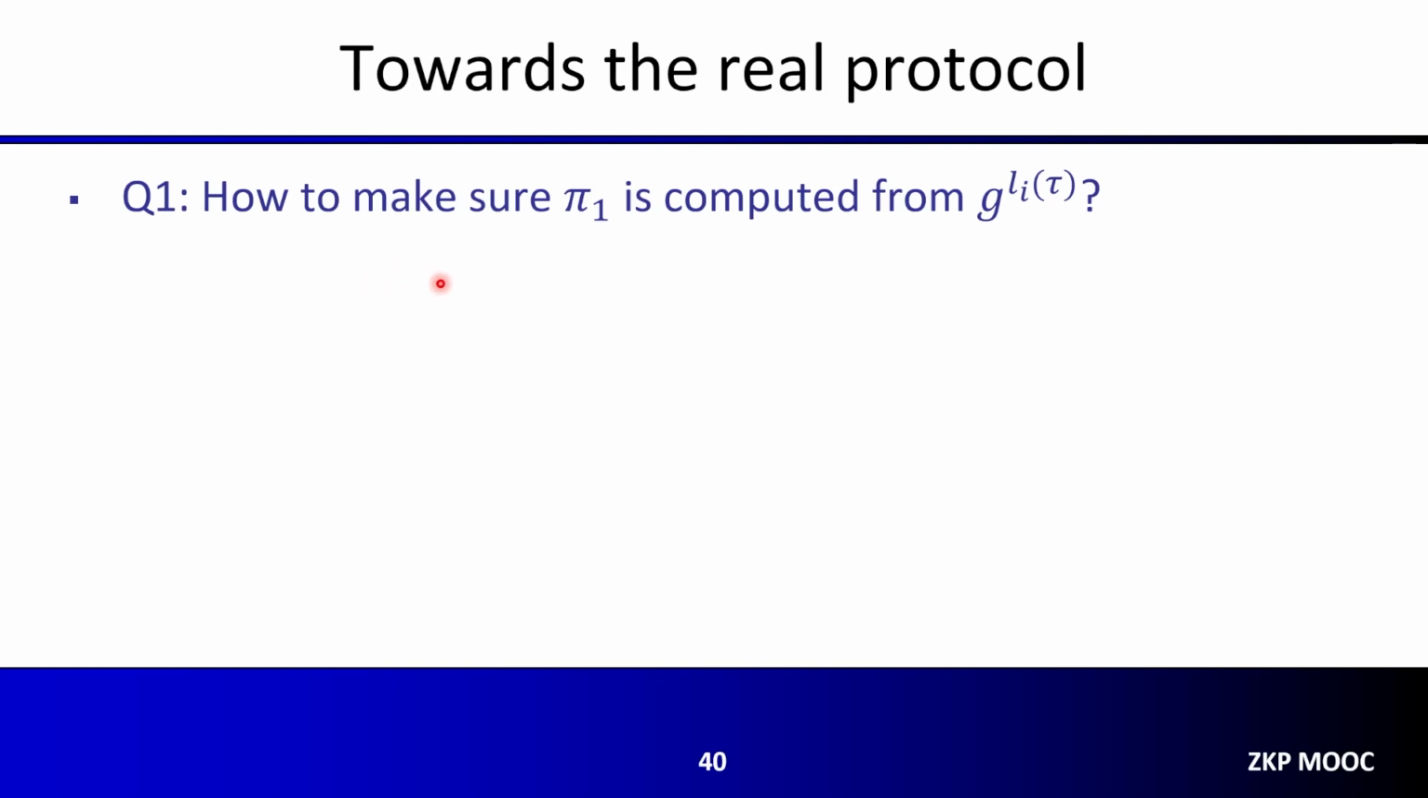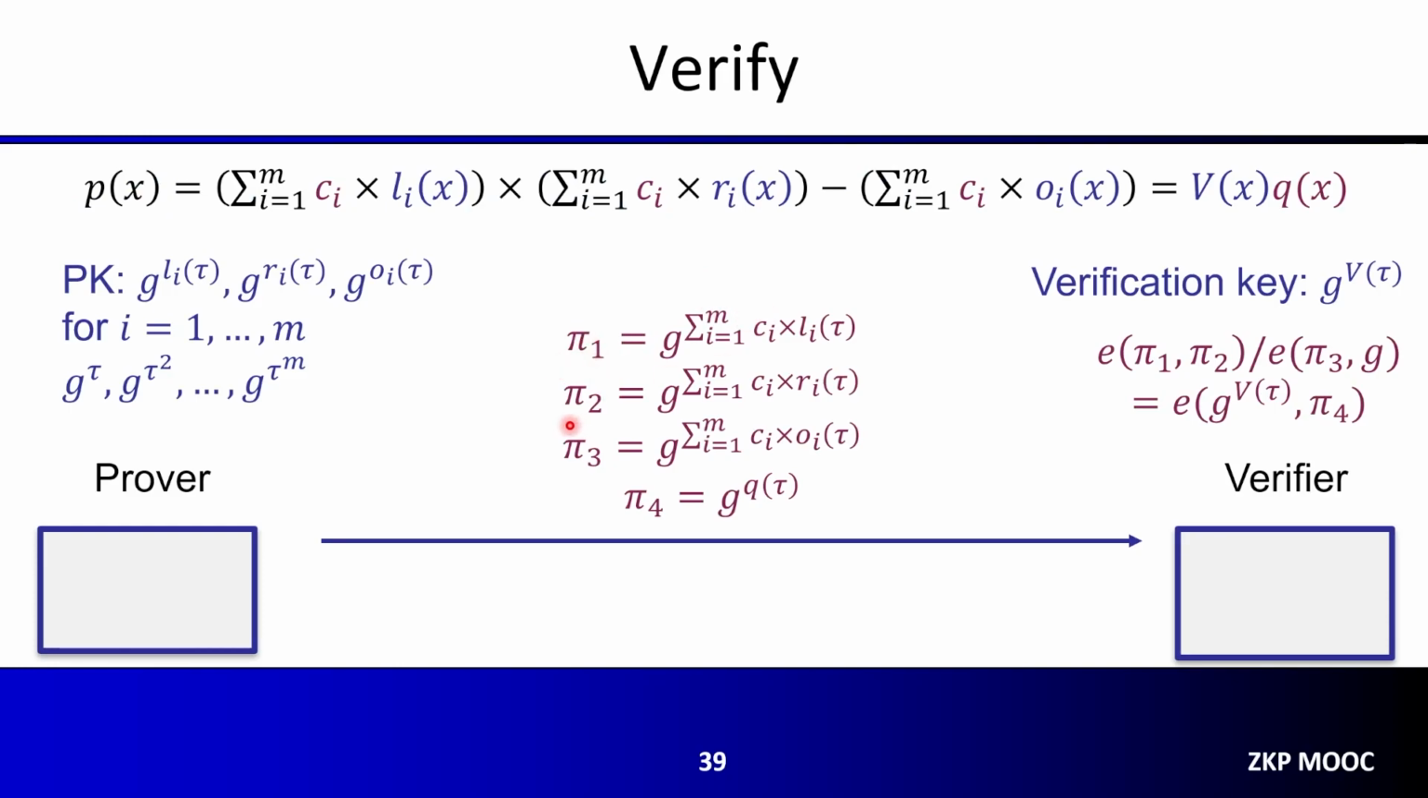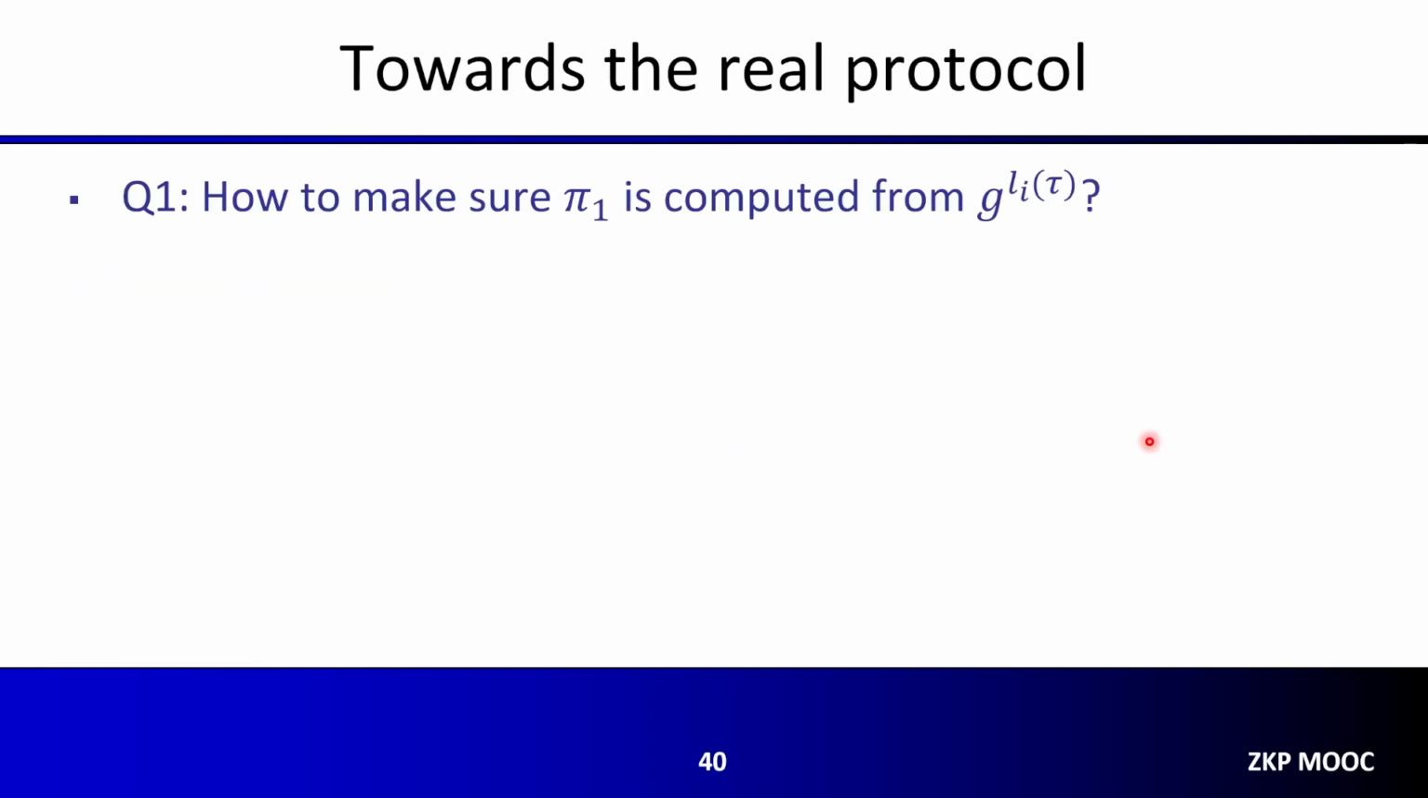And the first problem is, how can we make sure that a malicious prover is really using this set of public parameters to compute these proofs? We have these nice structured public parameters in the proving key, but there's no guarantee that the prover is using them to compute pi1. But what if the prover is computing this pi1, pi2, pi3, pi4 just using some random numbers and it happens to pass this verification? And then there's no guarantee that the prover is really proving the satisfiability of the circuit.